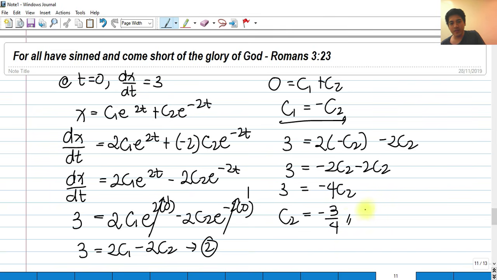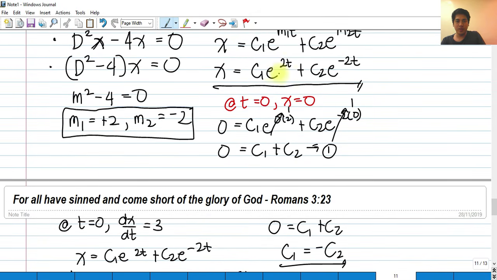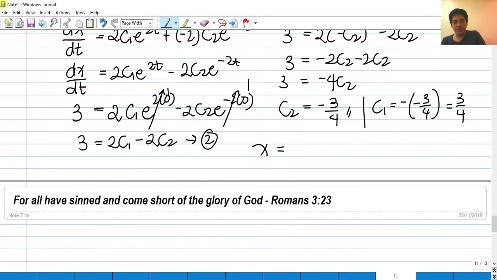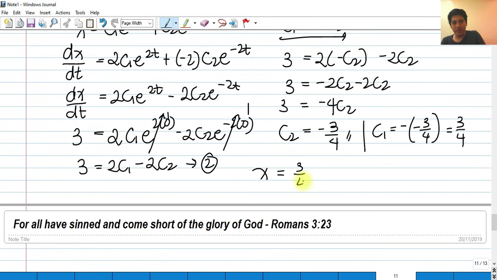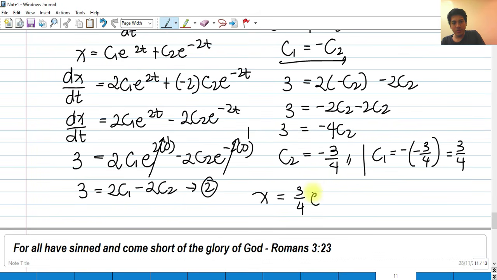Okay, and the value of c sub 1 is simply the negation of negative c sub 2. So we have negative 3/4, so that becomes positive 3/4. So the arbitrary constants are now defined. We're going to substitute them back here. So x is equal to c sub 1, which is 3 over 4, e raised to 2t, minus 3 over 4, that's the value of c sub 2, e raised to negative 2t.